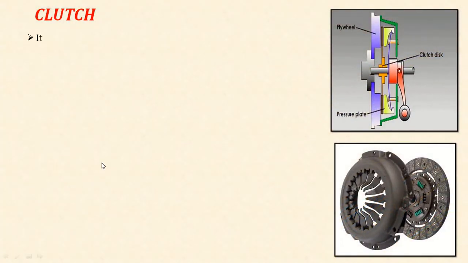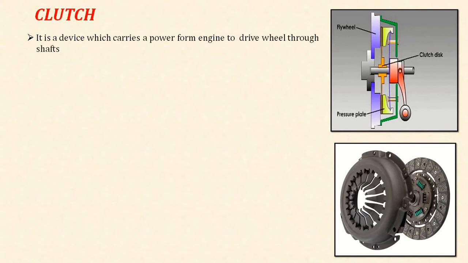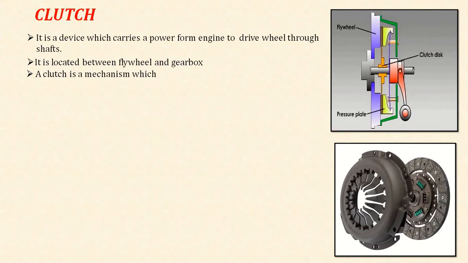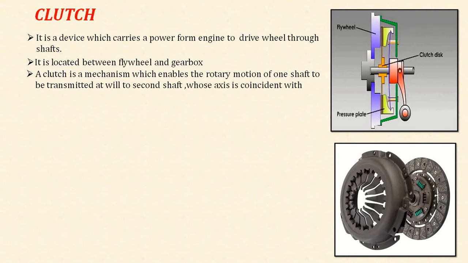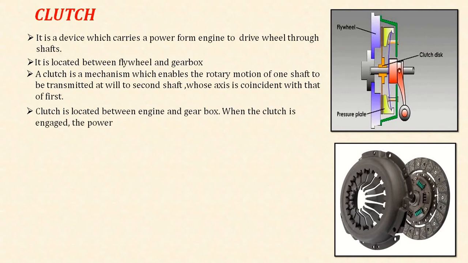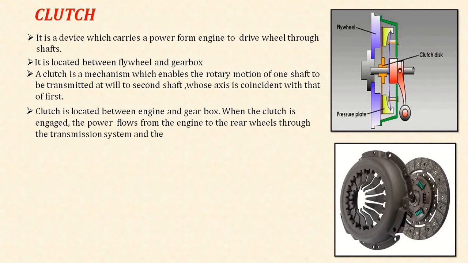Clutch. It is a device which carries power from the engine to drive the wheel through shafts. It is located between the flywheel and the gearbox. A clutch is a mechanism which enables the rotary motion of one shaft to be transmitted to another shaft whose axis is coincident with that of the first. The clutch is located between the engine and the gearbox.